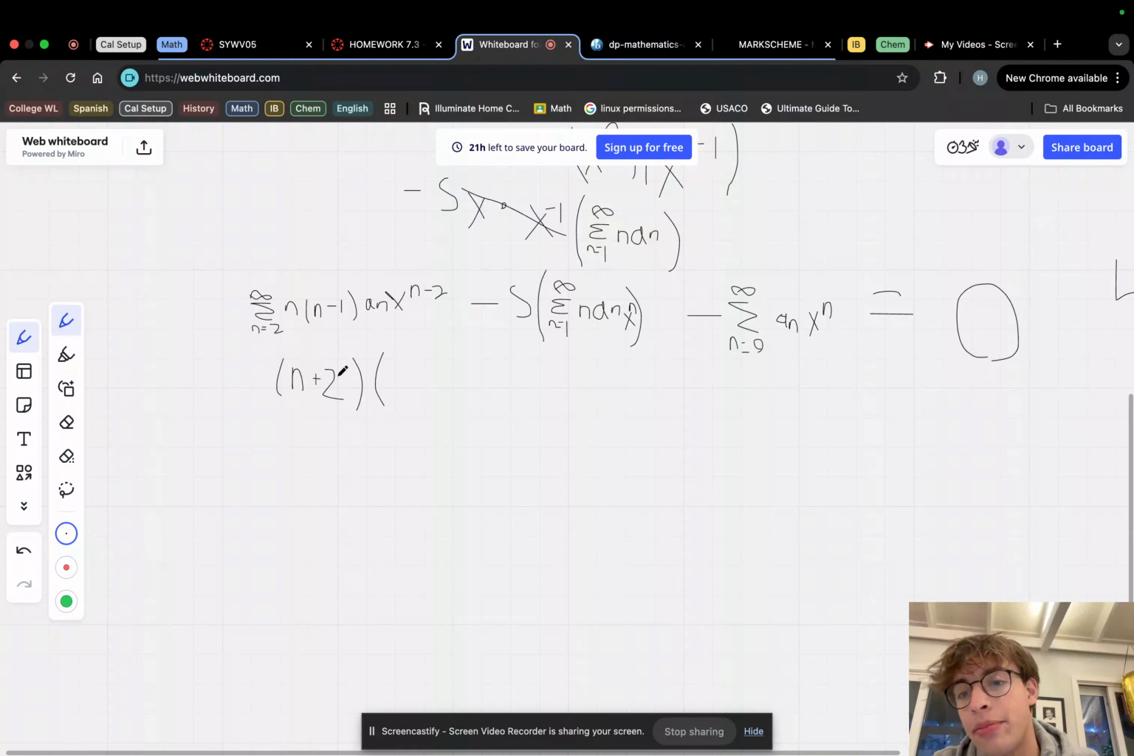n plus... because if we plug in n plus 2, n turns into n plus 2, and n minus 1 turns into n plus 1. So this is just where we're plugging in n plus 2. That's what we're going to say. So then a sub n plus 2, and then just x to the n, and then it would be 0. So just like that.